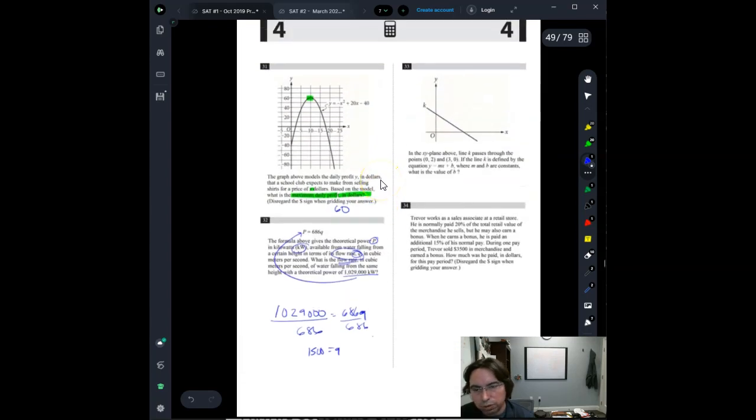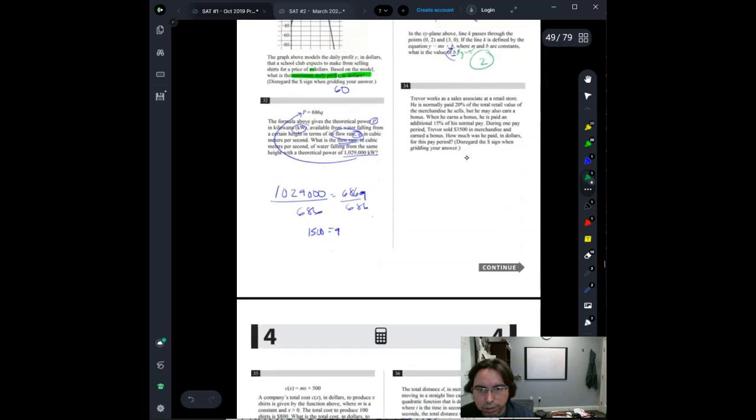All right, number 33, it is saying that in the xy-plane, line k passes through the points (0, 2) and (3, 0). So we see this is (0, 2), this is (3, 0). If line k is defined by an equation where b is a constant, what is the value of b? So the b is the y-intercept. Well, we're just looking for that. The y-intercept, or the b, is this term right here. So 2 is the answer. So there's really no calculation involved. This just asks if you understand what those points happen to mean.